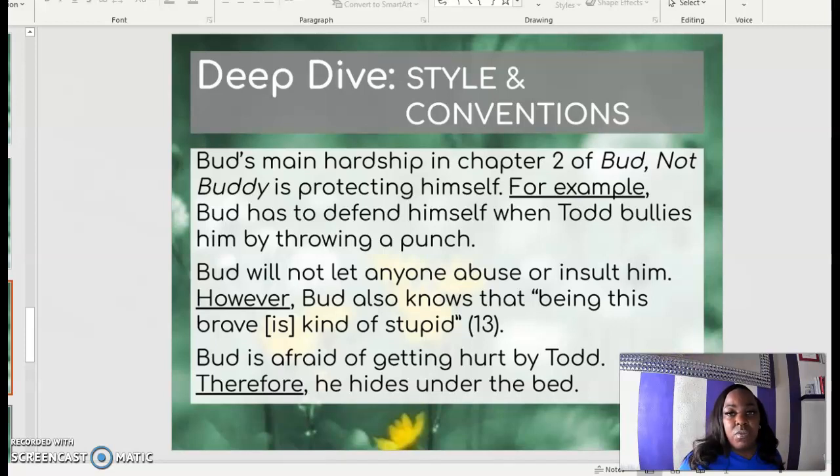So that deep dive is, why do we think that? Is it something that actually happened to Bud that he's not really telling us about, that he doesn't want to? Has he been in an abusive or a physical situation where he's hiding from that and not defending himself?